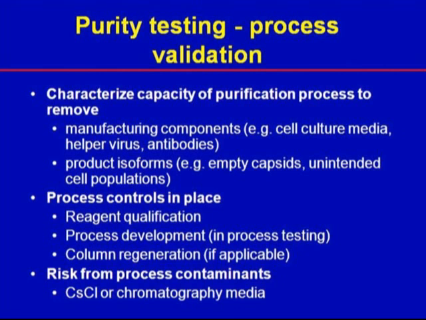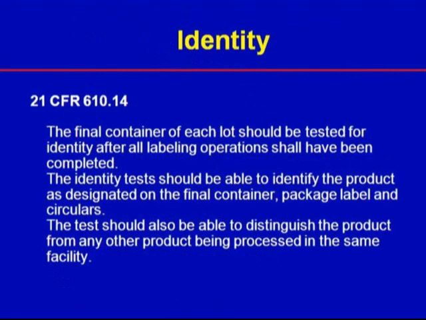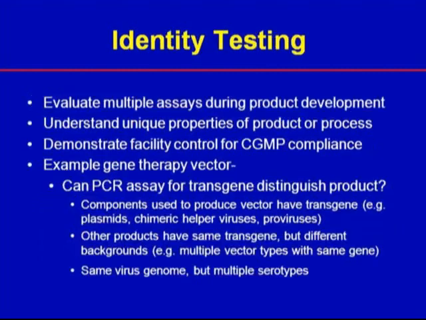Identity testing is described in Part 610.14. It states that the final container of each lot should be tested for identity after all labeling operations have been completed. The identity test should be able to identify the product as designated on the final container, package label, and circulars. The test should also be able to distinguish the product from any other product being processed in the same facility. We recommend that manufacturers evaluate multiple assays during product development to characterize unique product attributes for identity testing. In addition, demonstrating that products are free of facility contaminants will be necessary to meet cGMP compliance.